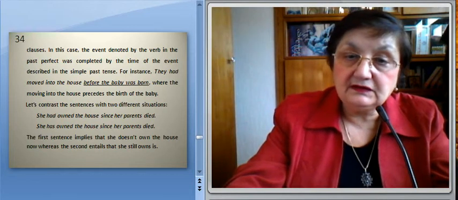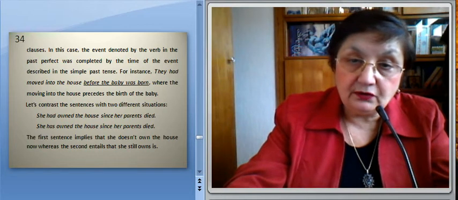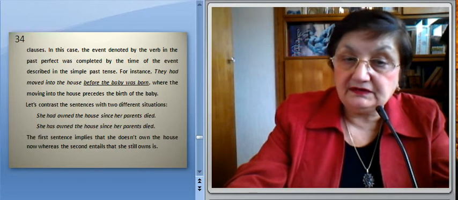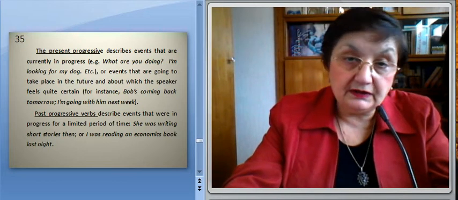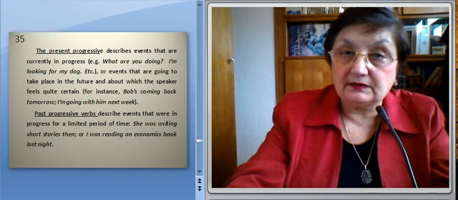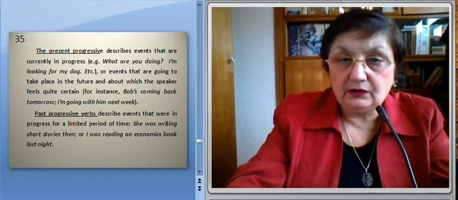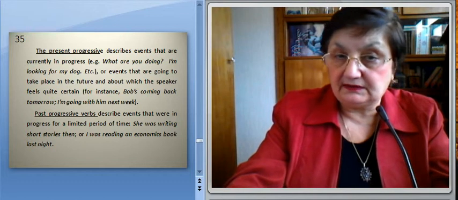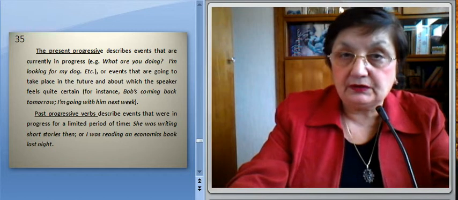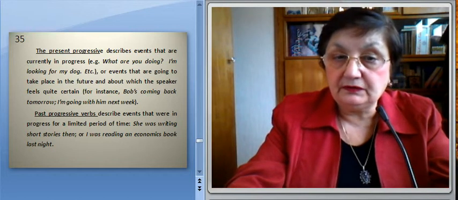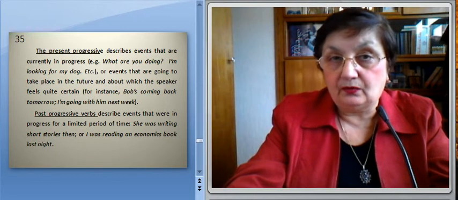The present progressive describes events that are currently in progress. For instance, "What are you doing?" or "I'm looking for my bag," etc. Or events that are going to take place in the future and about which the speaker feels quite certain. For instance, "Bob is coming back tomorrow," or "I'm going with him next week." Past progressive verbs describe events that were in progress for a limited period of time. For instance, "She was writing short stories then," or "I was reading an economics book last night."